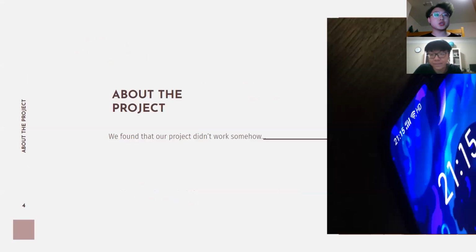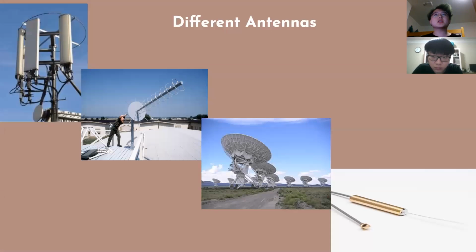However, when we finished soldering our components into the project, we found that it doesn't work. The phenomenon is that the LED is still shining, but it doesn't block the signal. So these are the different antennas we found on the internet. And we think the antenna is the key component to the success of the project.